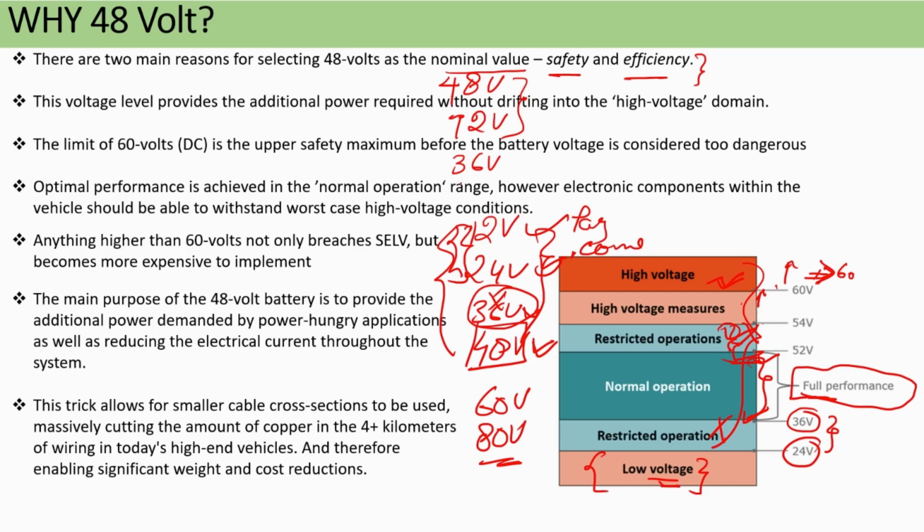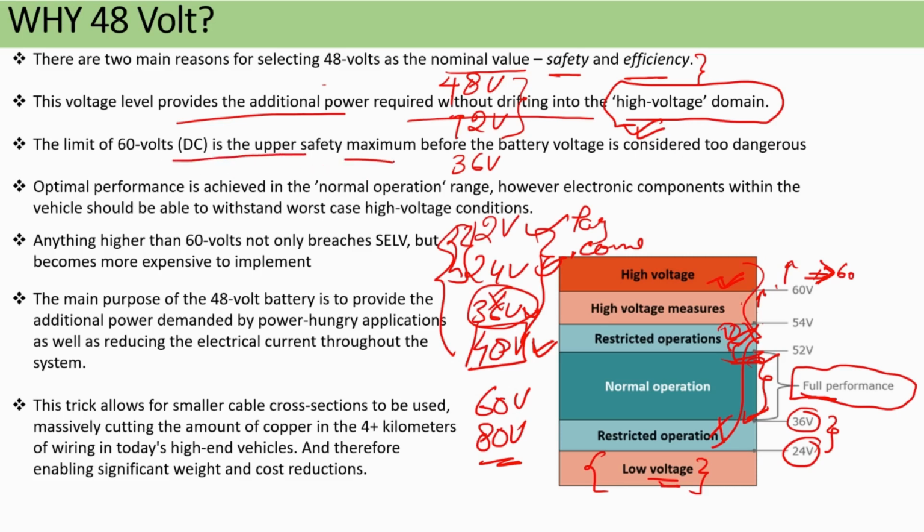Safety means you have to give extra components or more insulation to your system to avoid the high voltage risk. So this voltage provides additional power without drifting into the high voltage domain. Above 60 volt everything is called high voltage, and if you are drifting into high voltage, you have to give insulation like that.